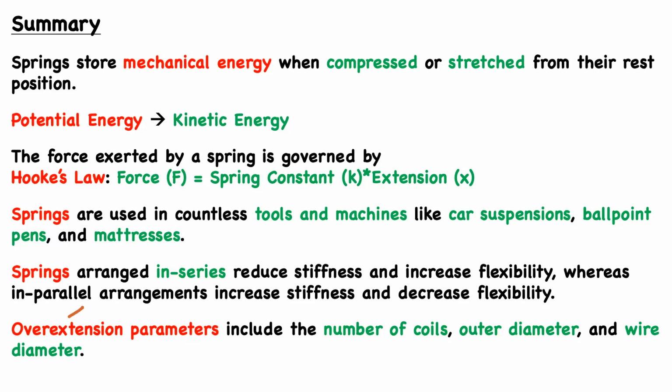Springs have two different arrangements in general when they are used together. We have the in-series arrangement, which reduces stiffness and increases flexibility, whereas the in-parallel arrangements increase stiffness and decrease flexibility. Lastly, we talked about overextension. So this is when a spring can no longer return to the rest position without some type of deformation. And in this case, there are three main parameters, which include the number of coils, the outer diameter, and the wire diameter.